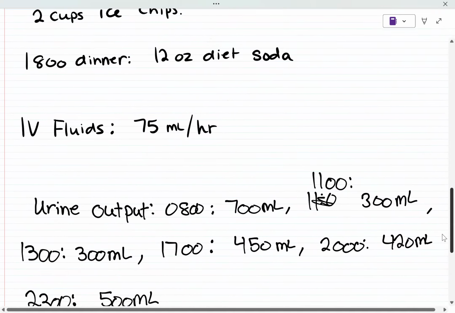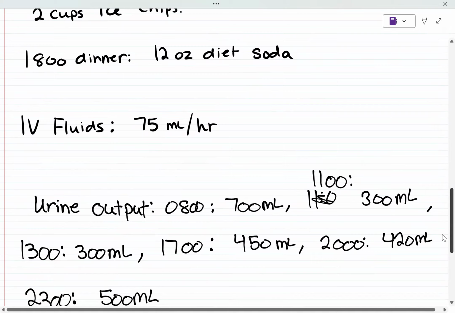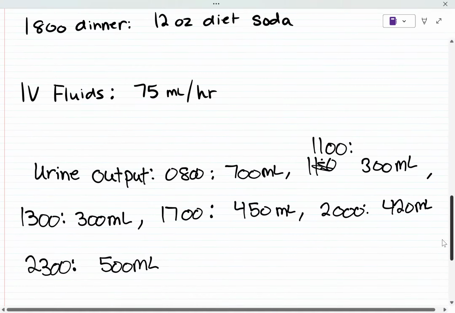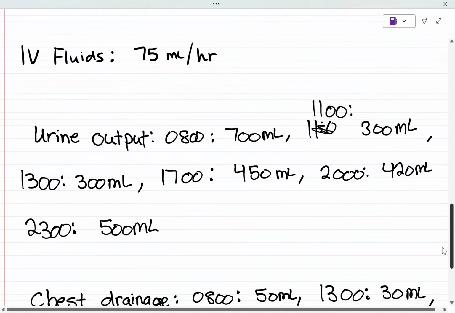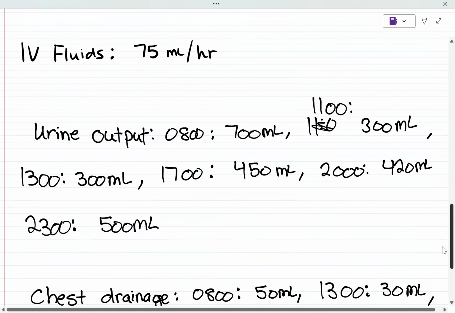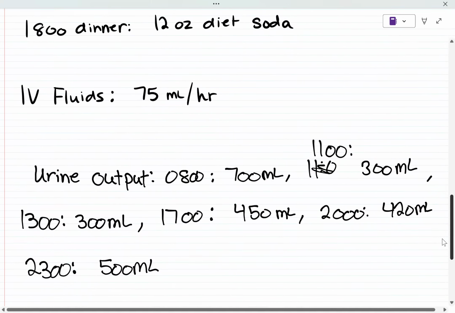And this is also given, urine output. At 800, there is 700 milliliters. At 1100, there's 300 milliliters. At 1300, there's 300 milliliters. At 1700, there's 450 milliliters. At 2000, there's 420 milliliters. And at 2300, there's 500 milliliters. Okay, so that was all urine output.